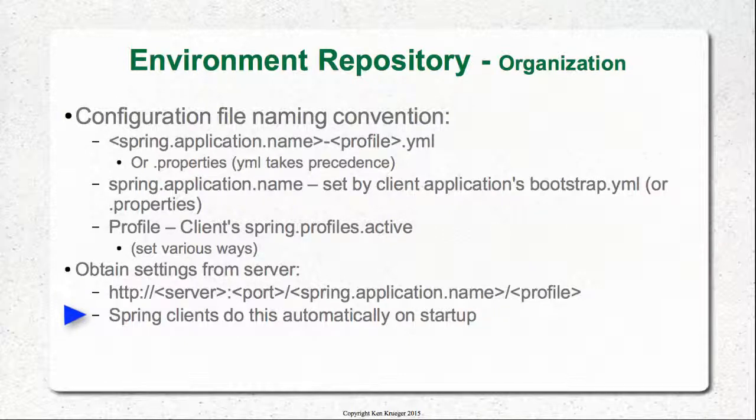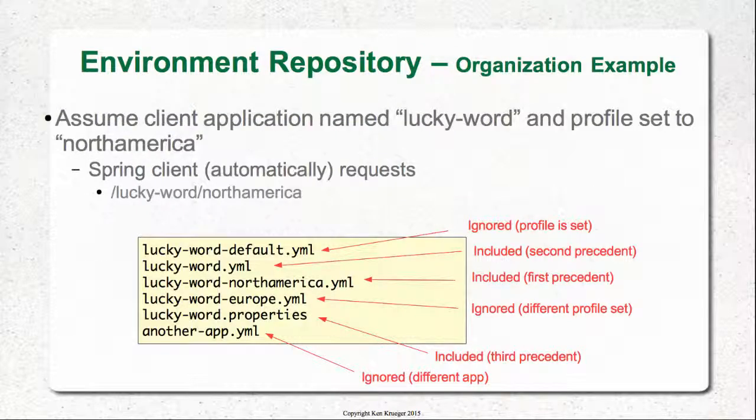The Spring clients do this automatically on startup. If you're using some other language or technology, then all you would have to do is make that call and interpret the results. The results come back in a JSON format. You'll see this in the upcoming exercise. Now, the best way to understand the environment repository and its organization is by example. Again, you can take a look at the Spring Cloud reference documentation on the web to see this, but let's just go through a quick example here.